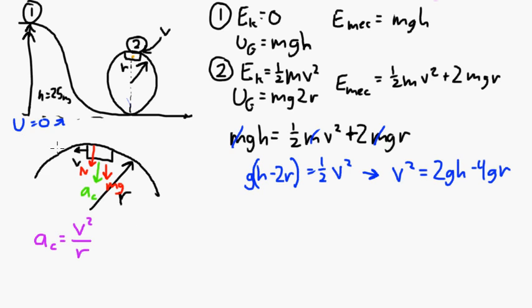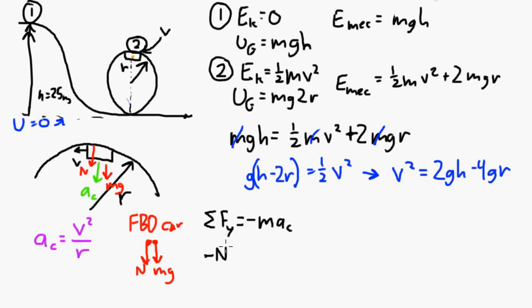FBD for the car. What we have is the normal force and mg. If we do a sum of forces in the y direction, it's going to be accelerating centripetally, downwards, so we're going to say it's negative mac. The sum of forces in the y direction is negative N minus mg equals negative mac. And then we can make everything positive, I guess.